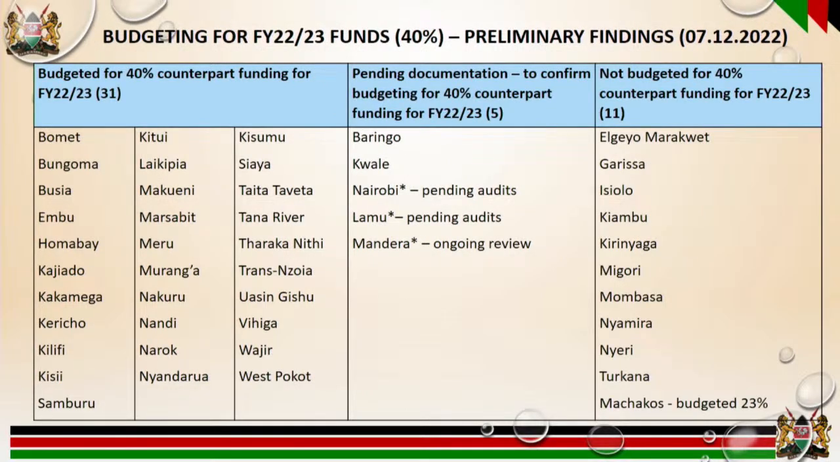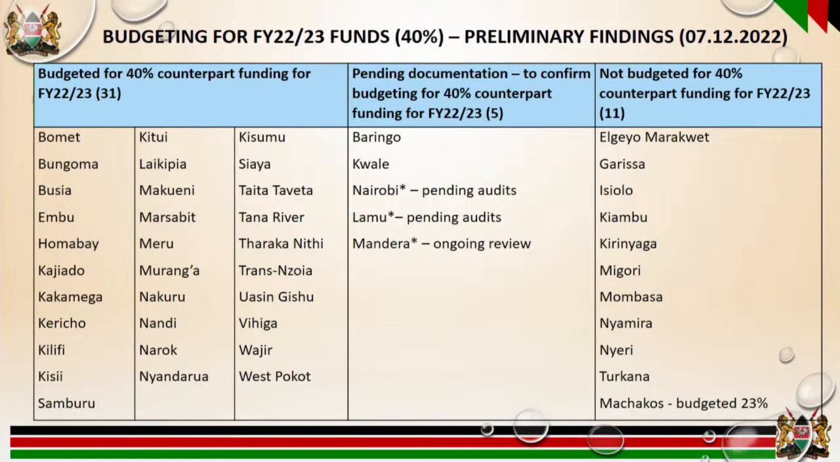Budgeting for counterpart funding for this current financial year, the counterpart funding now for this year, you can see that there's pending documentation to be given to the auditors from Baringo and Kwale to have that proven. Those that had not budgeted at all, the auditors were able to review their budgets but did not find any evidence of budgeting. You can see the count is there. Kindly let's follow up on that to ensure that we are eligible for further funding.